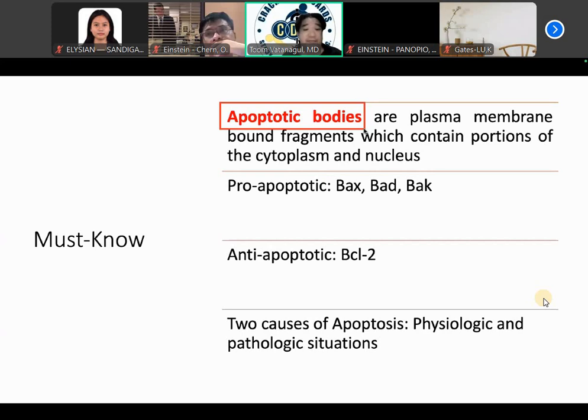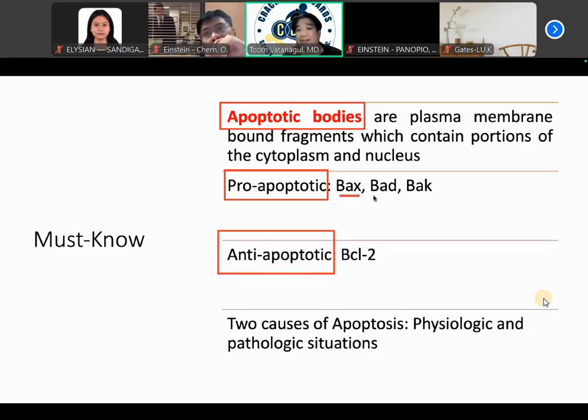Now, another thing I want you to know is that we have pro-apoptotic agents and we have anti-apoptotic. The pro are the BAX, the BAD, and the BAK. They are pro-apoptotic. They promote apoptosis. The anti-apoptotic is just one, that is BCL2. It is mandatory for you to memorize that. Okay?